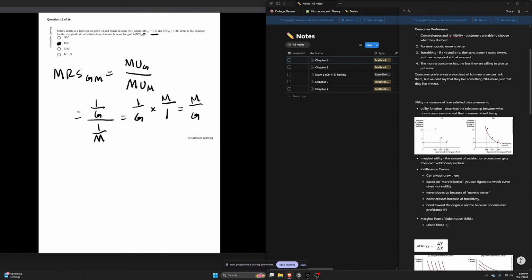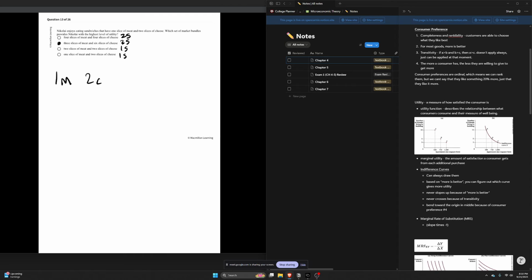And when you're dividing by a fraction, it's the same thing as multiplying by the reciprocal. So 1 over g times m over 1, you're going to get m over g, and we have m over g right here. So like I said, this formula is going to come up a lot. So make sure you have that either memorized or on your index card.